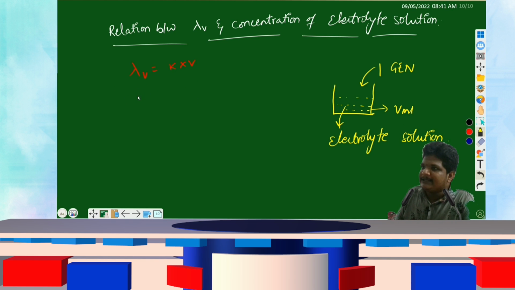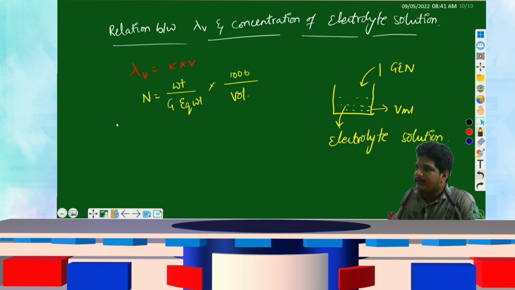Now here, since it is the equivalence conductance, that's why I am assuming concentration in terms of normality. If it is molar conductivity, we can assume molarity. So here it is normality. Normality is equal to weight of the solute by gram equivalent weight of the solute into 1000 by volume. Weight by gram equivalent weight is nothing but the number of gram equivalents.